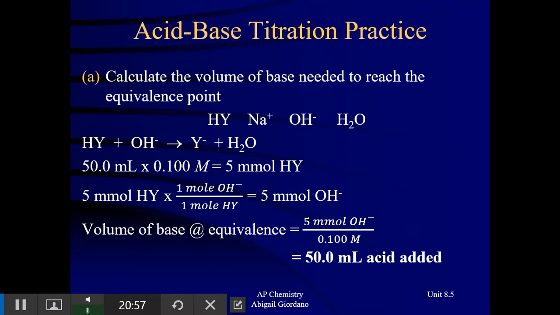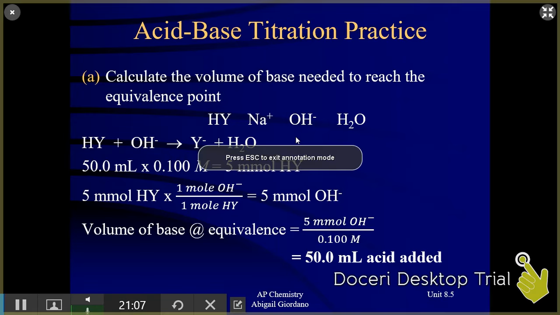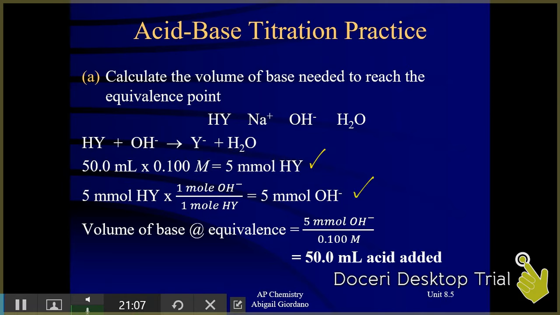So for letter A, I did the same process. I wrote out my major species, I wrote my net ionic equation, and I was given enough information in the problem to find millimoles of my acid. I then used stoichiometry to find millimoles of my base. We were given the molarity of the base, and if I have the millimoles and I have the molarity, then I can solve for the amount. Oh, that's a typo. That should say at the very end, that should not say acid. That should say base.